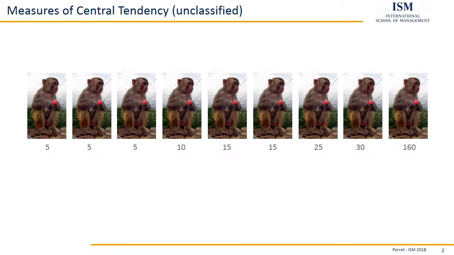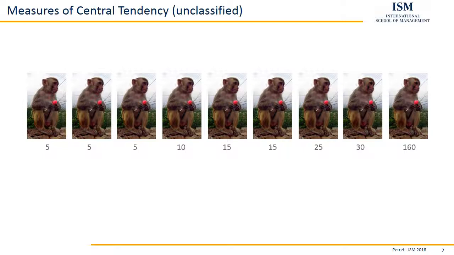Imagine we have a number of monkeys. Each of the monkeys owns a number of lollipops. So the first monkey has 5, the second has 5, the third has 5, and so forth until the last one who has 160 lollipops. So a very rich monkey.